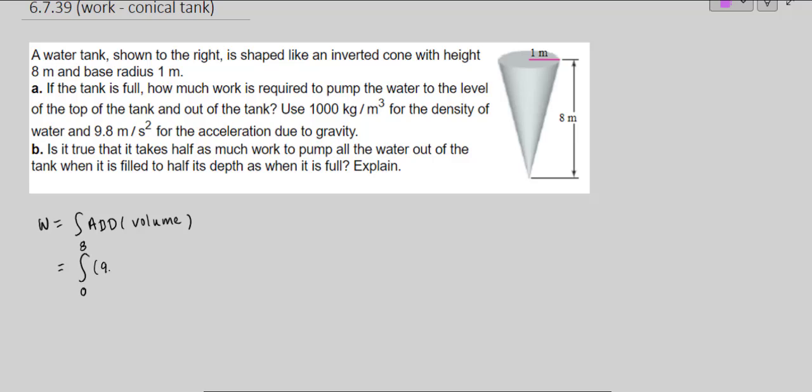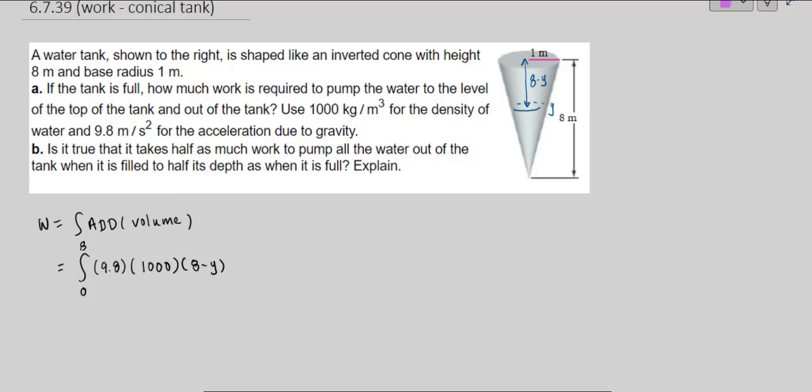A stands for acceleration due to gravity, and the first D stands for the density of the fluid, which is 1,000 for water, kilograms per meter cubed. And then if we look at our tank and we look at a cross section right here, the second D is representing the distance that cross section has to travel, and that is going to be 8 minus y. This is the general cross section at a height of y. So it's going to travel 8 minus y to get out the top of the tank.